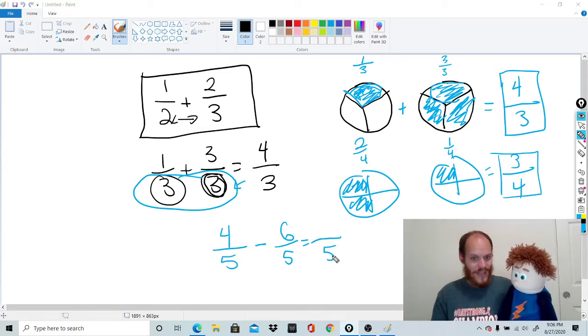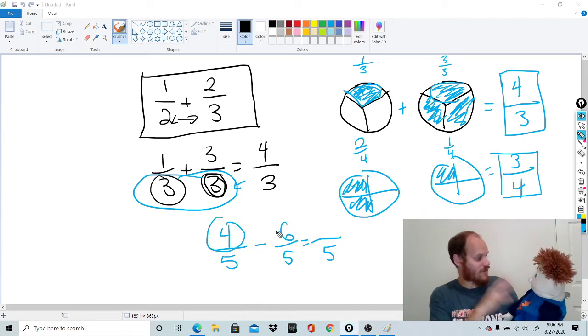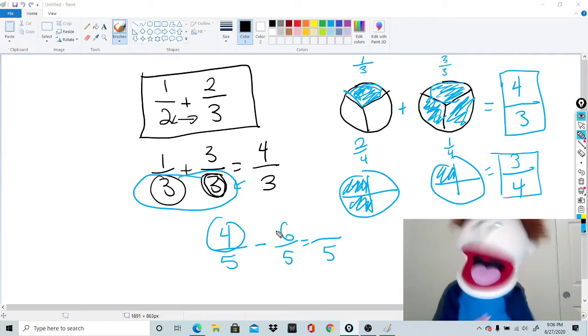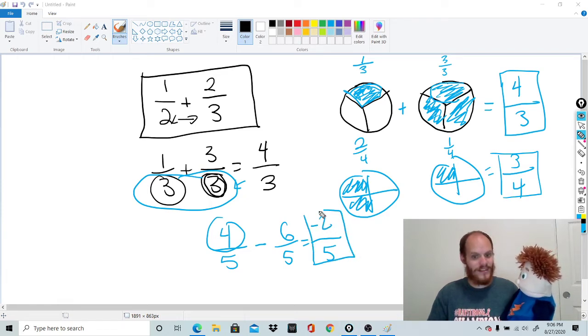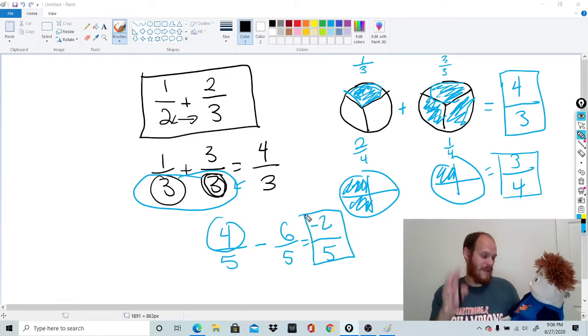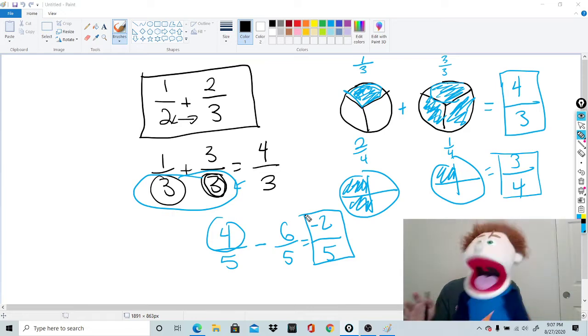It's fifths, okay? But what's crazy about this is going to be 4 take away 6. So imagine you have $4 and then you lost $6. Wait, but I'd have negative money. Exactly. You'd have negative money. This would actually be -2. You can have negative fractions. That is going to happen. That might be some curveballs you see. Oh, okay, go ahead. All right.